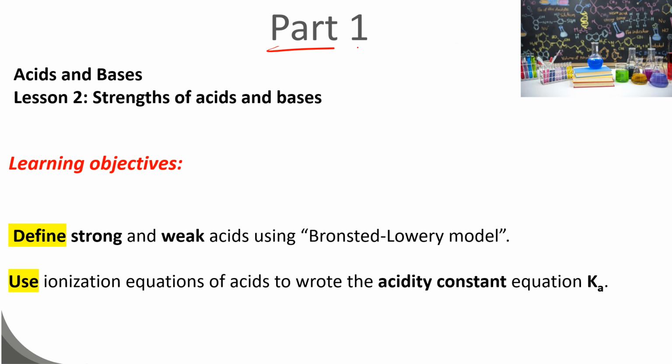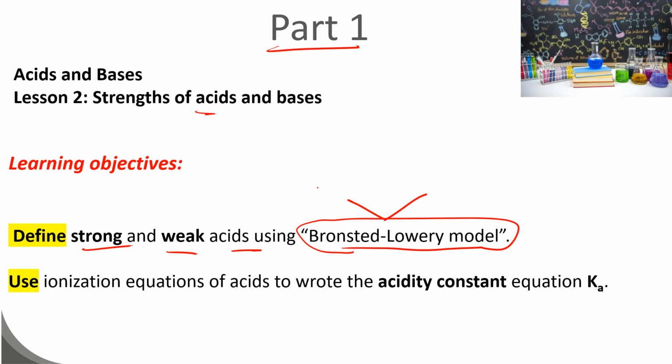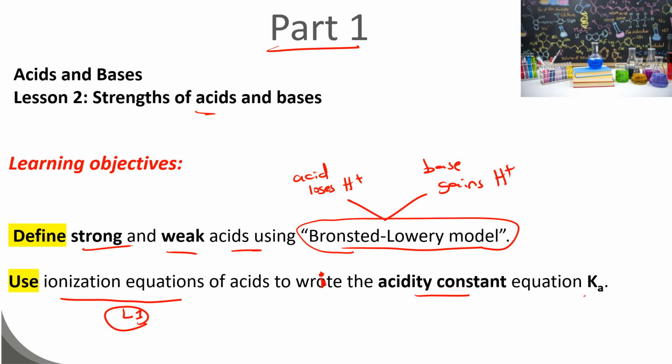So we will start part 1 with acids. We'll define strong and weak acids using the Bronsted-Lowry model. So we are focusing on the Bronsted-Lowry model. If you remember, in the Bronsted-Lowry model, the acid loses H plus and the base gains H plus. And use ionization equations which we studied in lesson 1 اللي شفناها في الدرس الأول. ممكن ترجعون للفيديو موجود. Of acids to write the acidity constant equation Ka, which we are going to see.